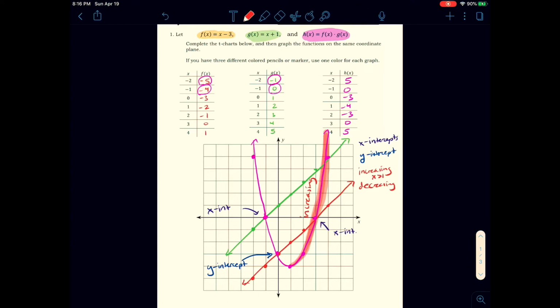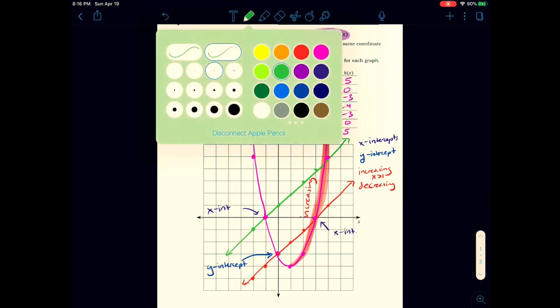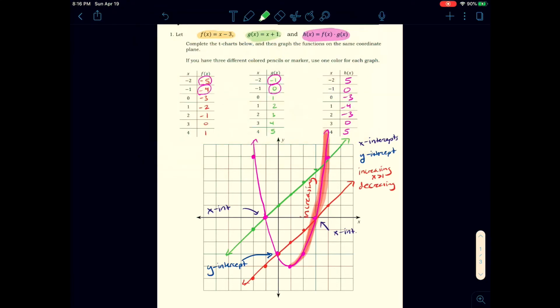And then decreasing would be on the other side. It would be here. You notice how the graph is going downwards. So I would say that this portion of the graph is decreasing. And so the graph is decreasing when x is less than 1. We're looking at the x values.